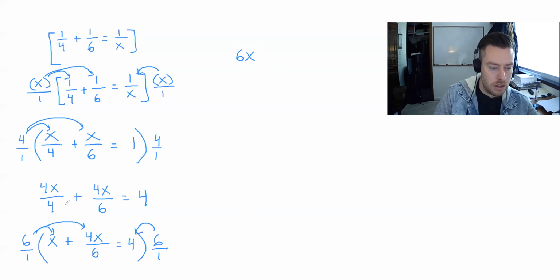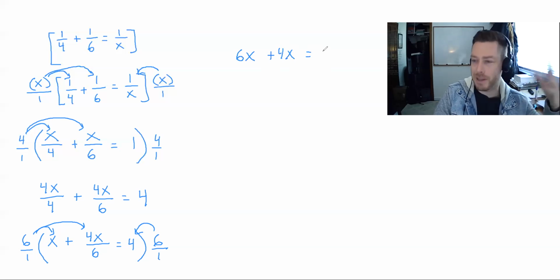And then 6 times 4x, you're going to multiply your constants together. 6 times 4 is 24, multiplied by x is 24x, right? But if you notice, we have a 6 in the numerator, we're also going to have a 6 in the denominator. So the 6's actually cancel. We're just left with 4x, okay? 4x. And then we have 6 times 4, which is 24, my bad.